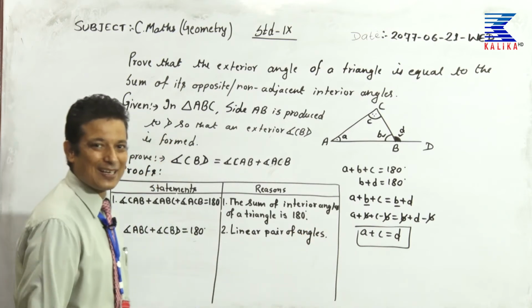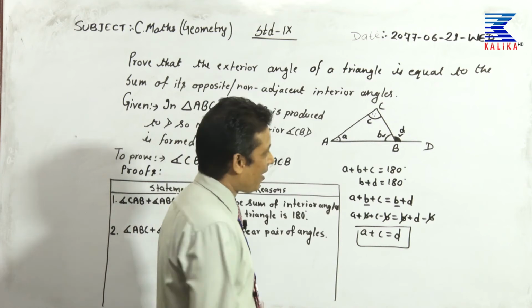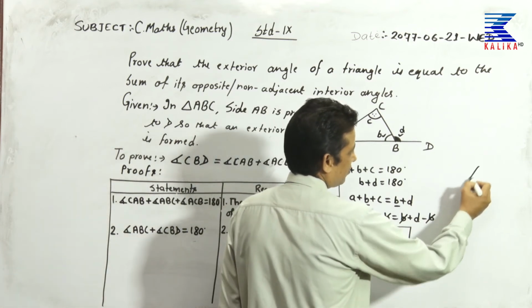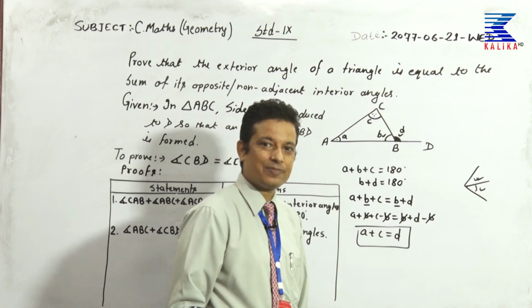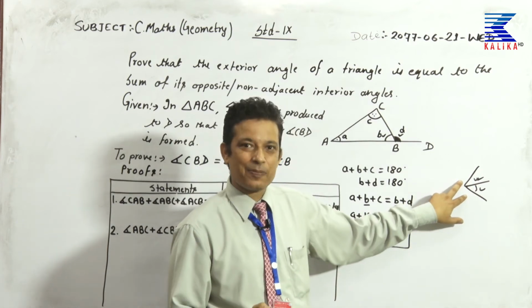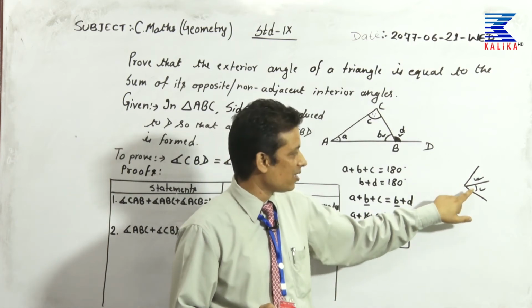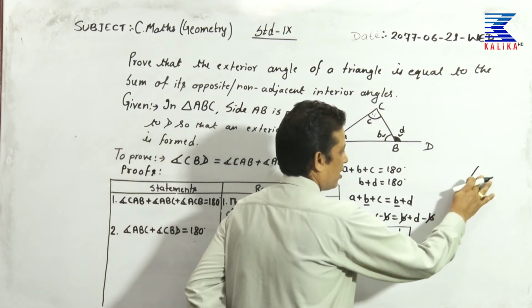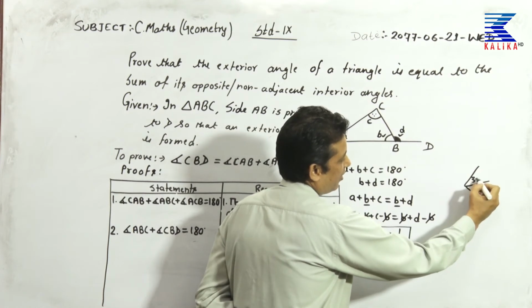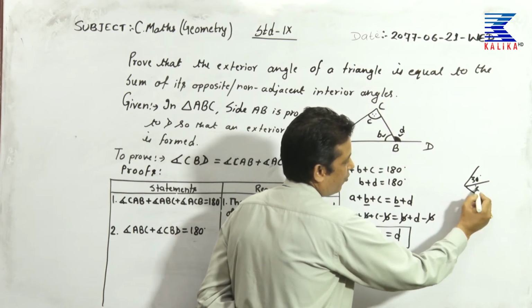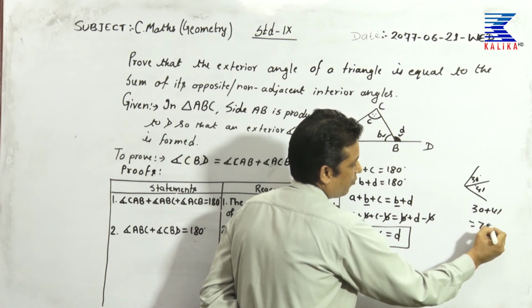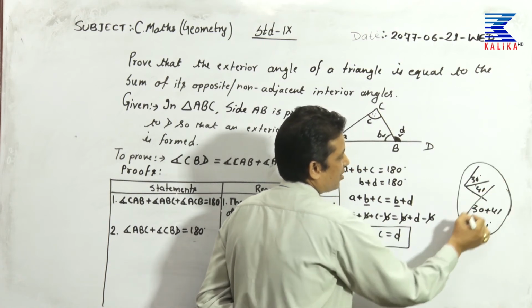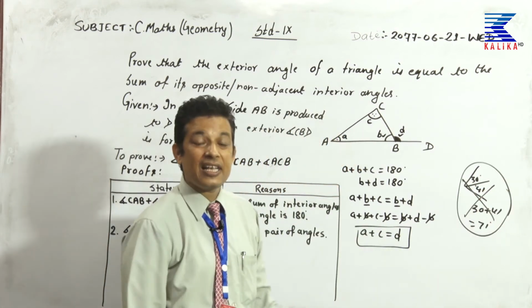Now, let me tell you what is known as linear pair of angles. Look, these 2 angles are just adjacent angles. These 2 angles are not a linear pair, because let us suppose this angle is 30 degrees and this may be 41 degrees. What is the sum of these 2 angles? 71 degrees. So, these 2 angles are not an example of a linear pair.